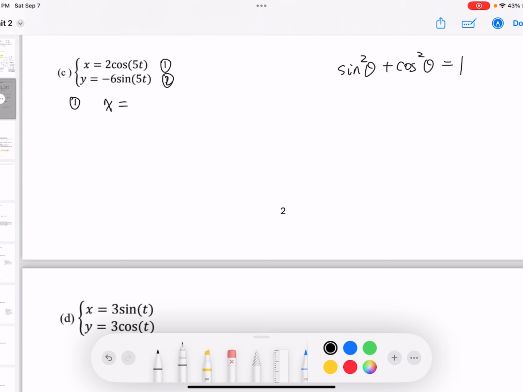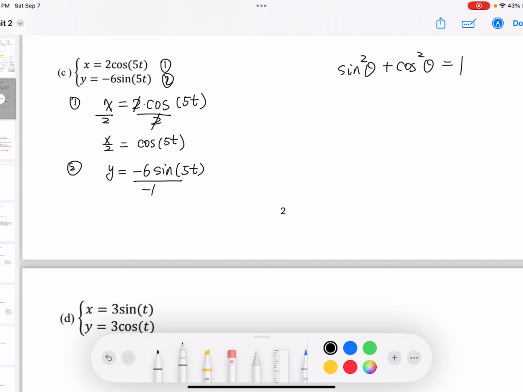So x is equal to 2 times cosine 5t. Divided by 2 on both sides, cosine is isolated. X over 2 is cosine 5t. And from the second equation, y is equal to negative 6 times sine 5t. Let's divide by negative 6 on both sides. Y divided by negative 6 is equal to sine 5t.